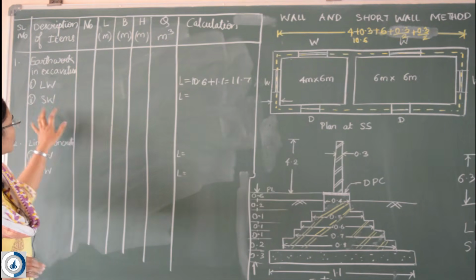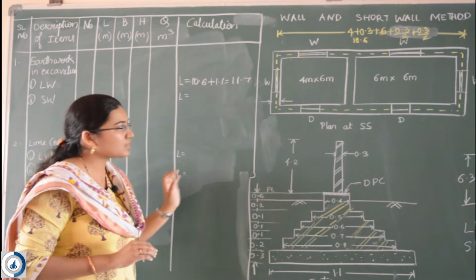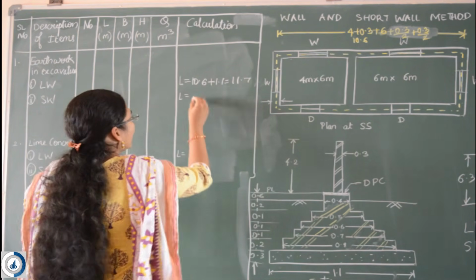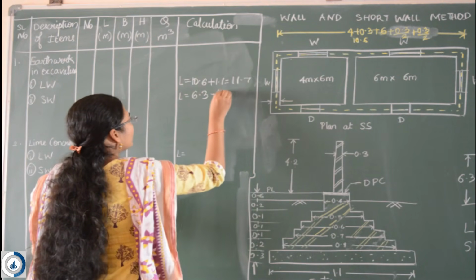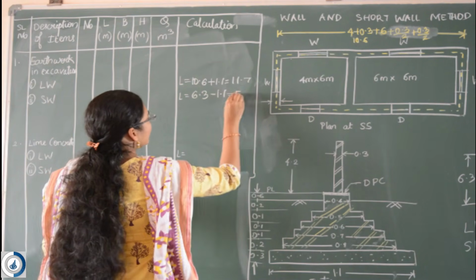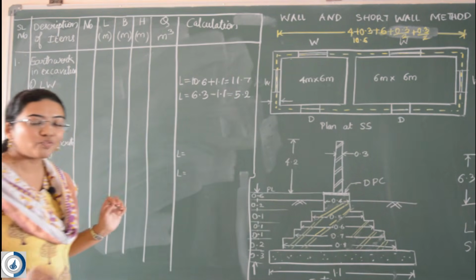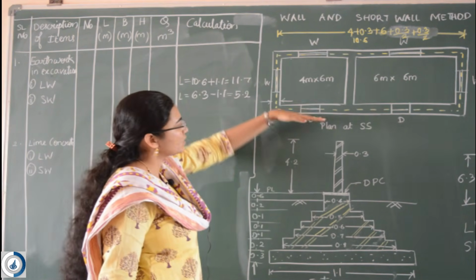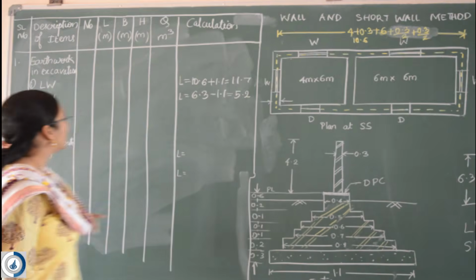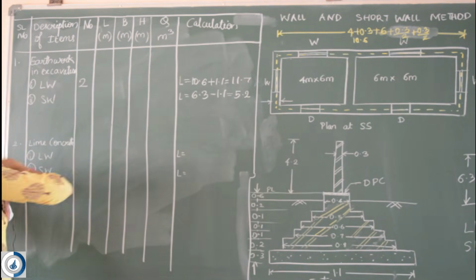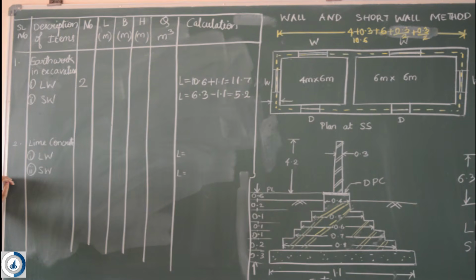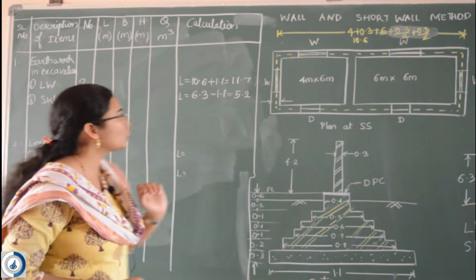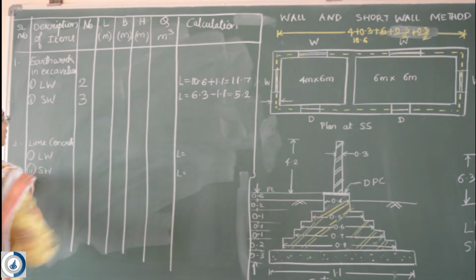Now next, for the short wall, we have to calculate the distance there. So for the short wall, the center to center distance is 6.3. 6.3 minus 1.1, that will be 5.2. So 5.2 will be the short wall distance. So as per the plan, how many long walls are there? 1 and 2. There are 2 long walls. So here in the numbers I will be writing 2 long walls. Then how many short walls are there? 3, that is 1, 2 and 3. So 3 short walls. So here I will be writing 3.